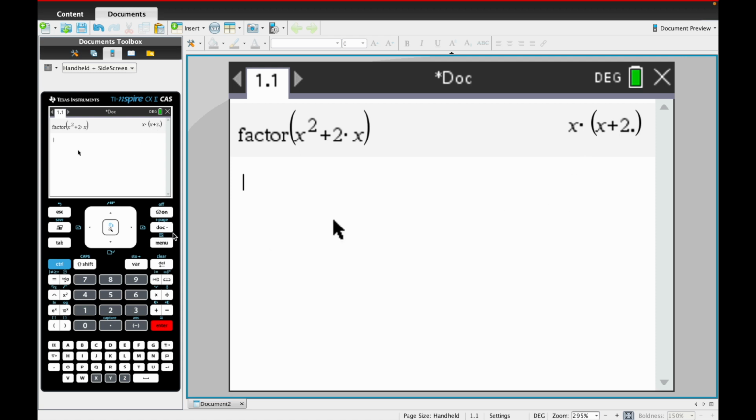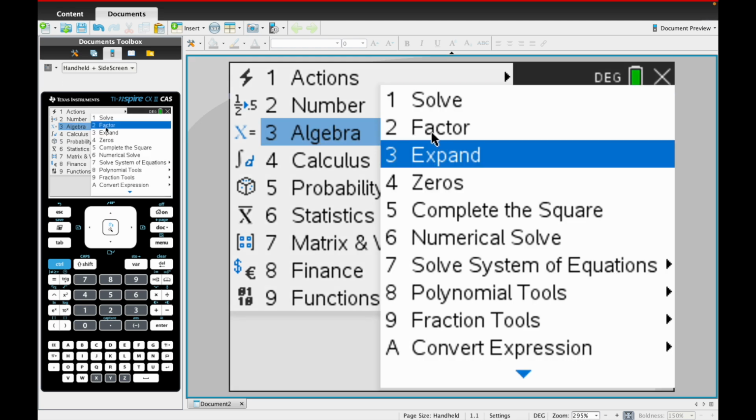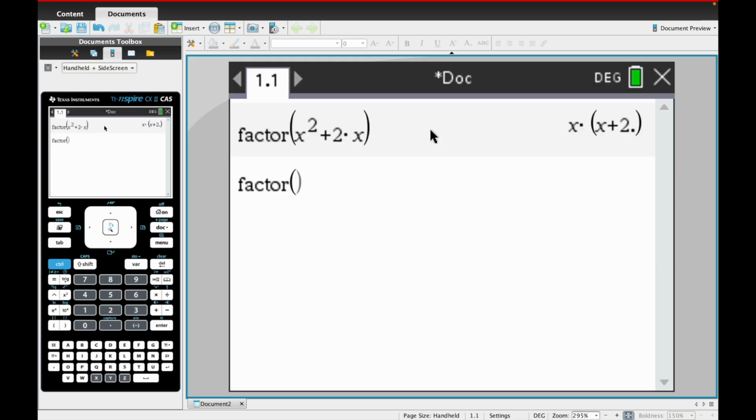Let's look at another one. We've got menu 3, 2, and I'm going to put in our equation 2 times x squared plus 4x. And once again, we can see that 2x has been identified as the common factor, and then x plus 2 was what was left over in the brackets.